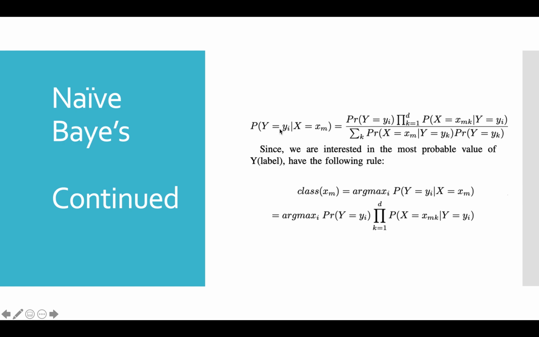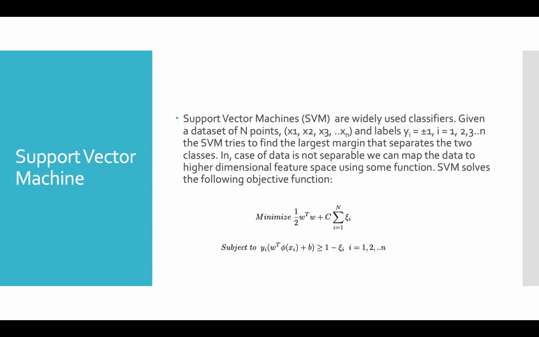Now we are only interested in the label or most probable class of the data point xm. So we can just do an argmax over all the labels and select which class is the most probable. So this is the naive Bayes classifier. Now I will move to the support vector machine.